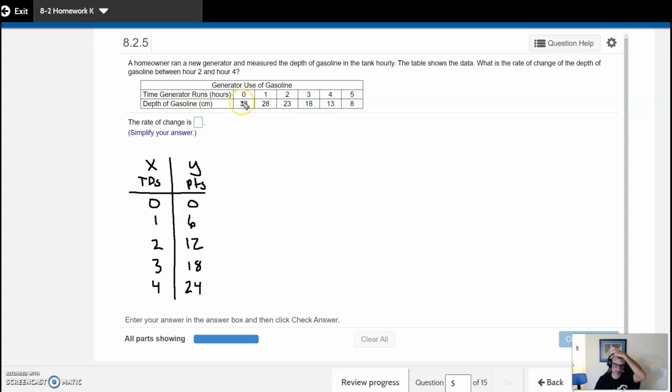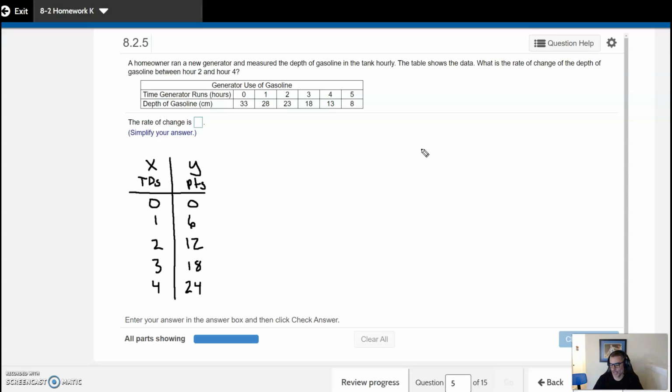All right, well, here we have a table, and it's arranged horizontally, okay? So it's a little different, but we're going to use it the same way. So it says a homeowner ran a new generator and measured the depth of gasoline in the tank hourly. All right, a generator is something that produces electricity by using gasoline. It's like an engine. Think of it as an engine, right? And then you can get electricity from it for like when the power goes out. So hospitals, police departments, they all have backup generators. So when the power gets knocked out, it does not go out at the hospital or at the police department because they have backup generators that immediately kick in.